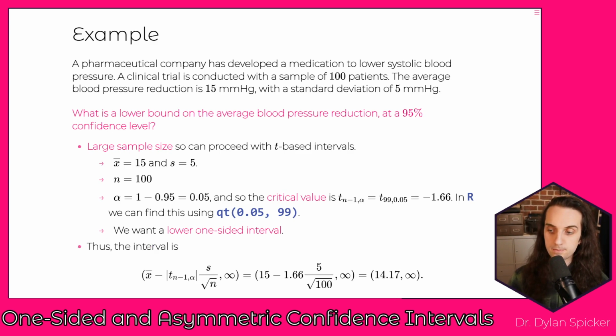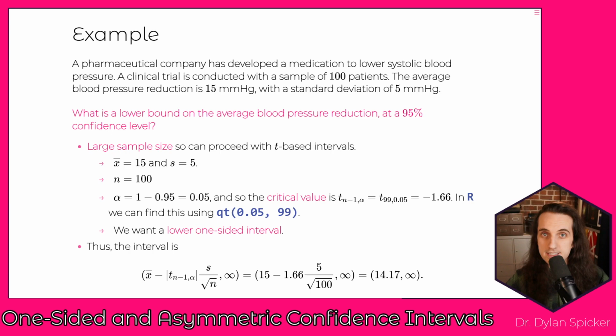And so we want the lower bound on this, so we take x bar minus our critical value times s over the root n, and it's going to go up to infinity. So plugging in our values, 15, 1.66, 5 over the square root of 100, okay? And that's going to give us a lower bound of 14.17.